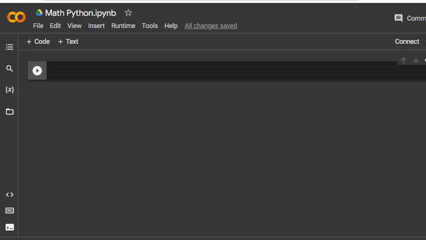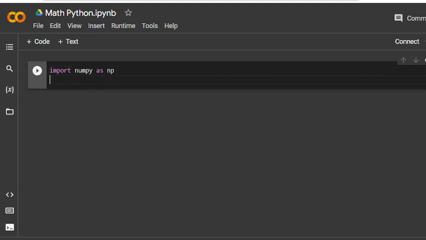So first, Python numerical types. There are different types of Python numerical types. First we need to import numpy as np, and second import scipy as sp, scientific. Okay, now run it. So now it has been imported.